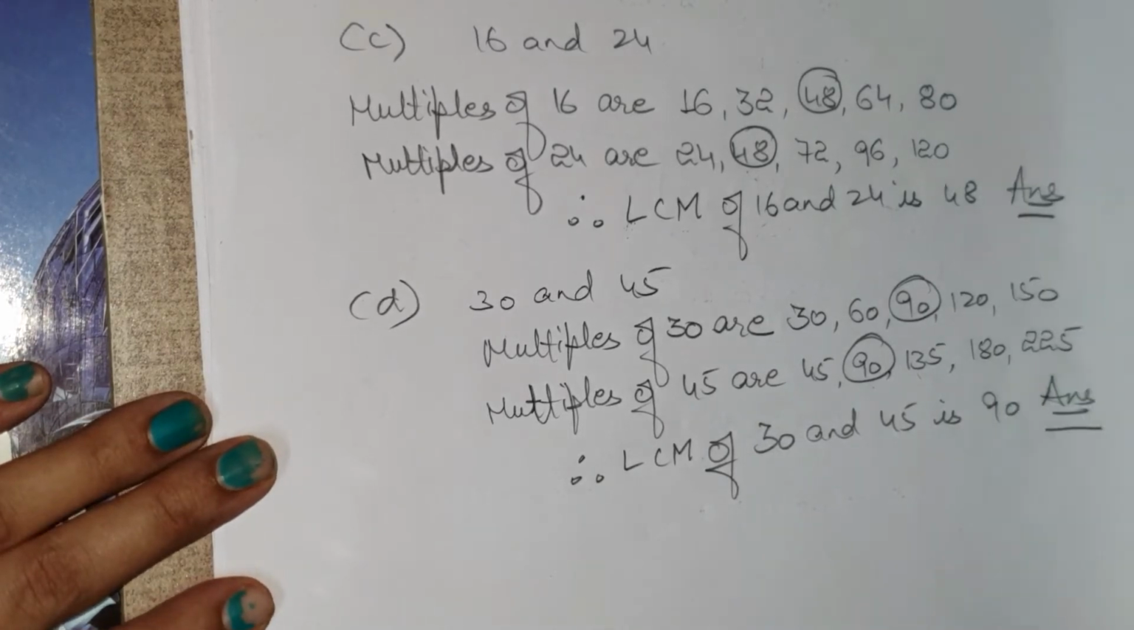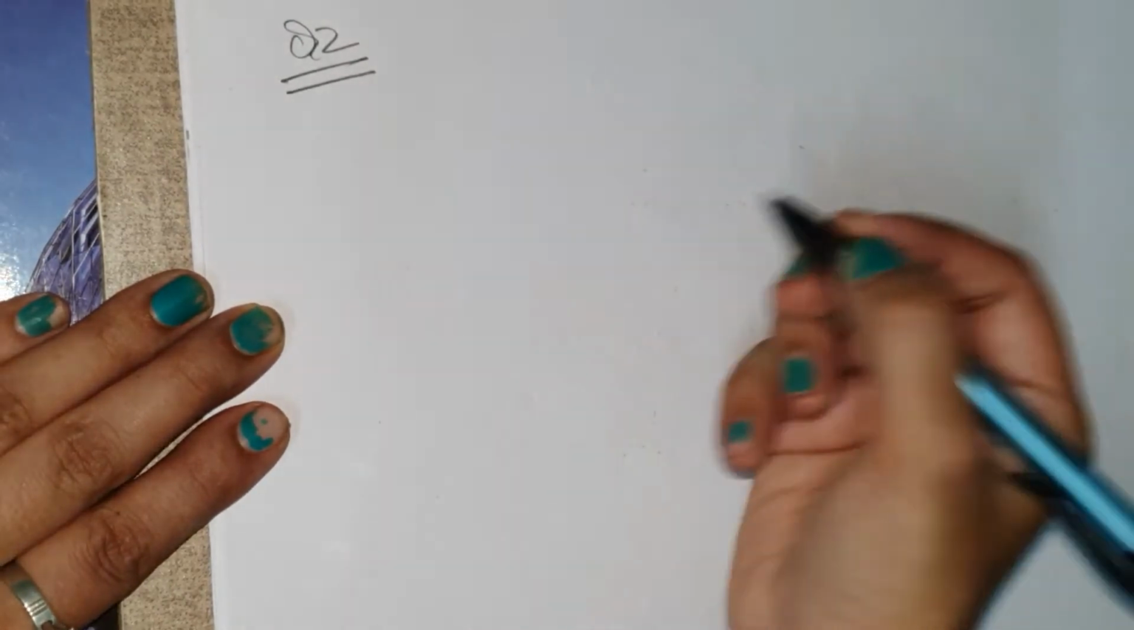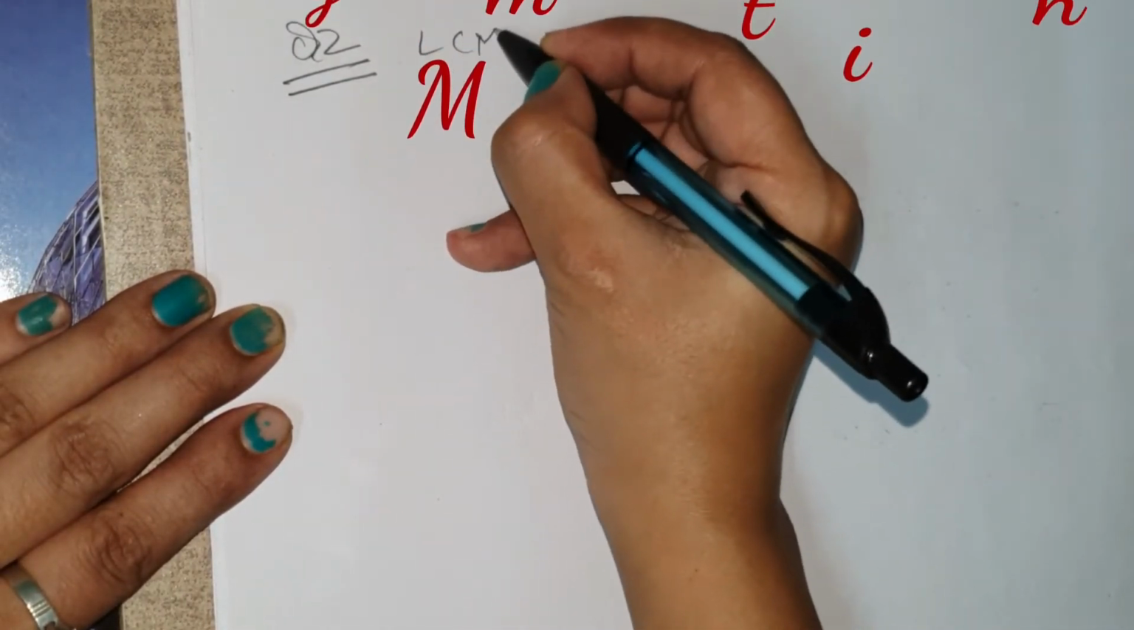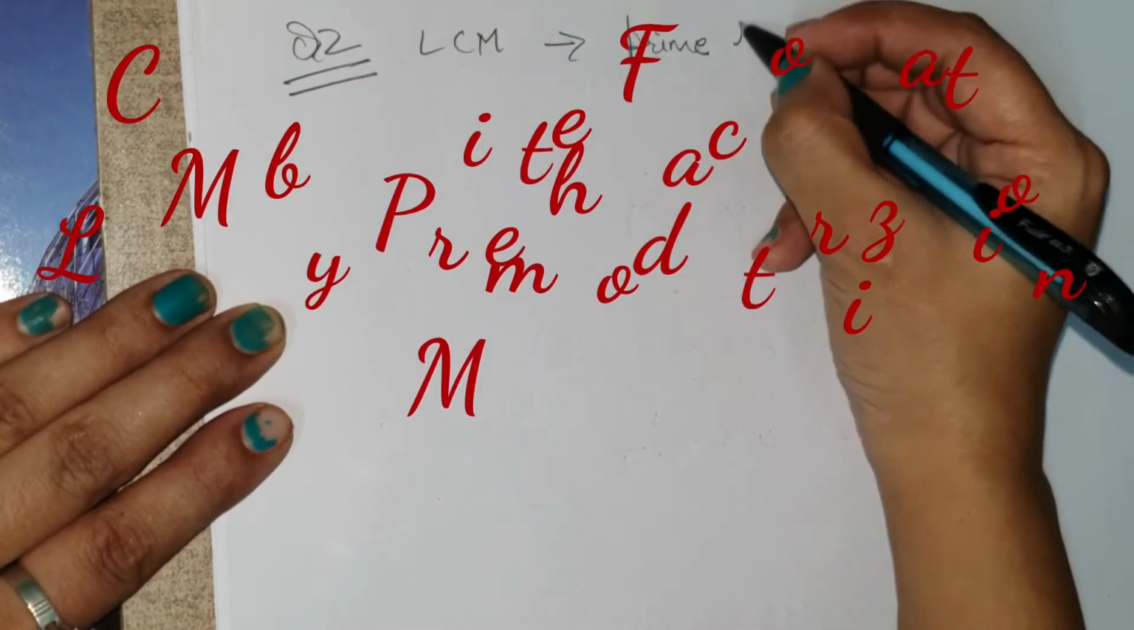So this was your question number first, where it was asked to find the LCM using the listing multiples method. So I hope you must have understood that you have to find 5 multiples firstly and then the common multiple from them, the least common multiple. Now in the second question we have to find the LCM but by using the prime factorization method.